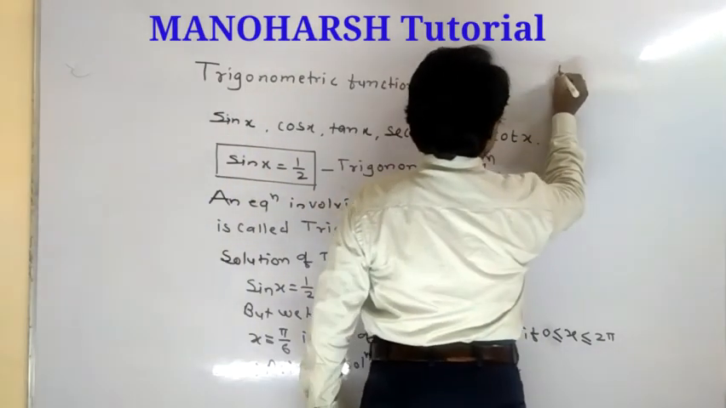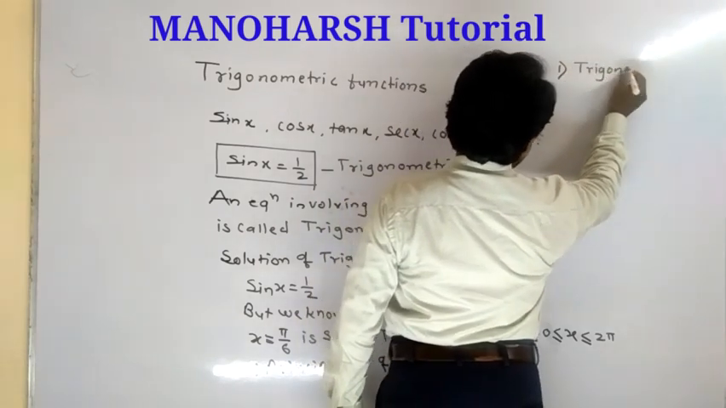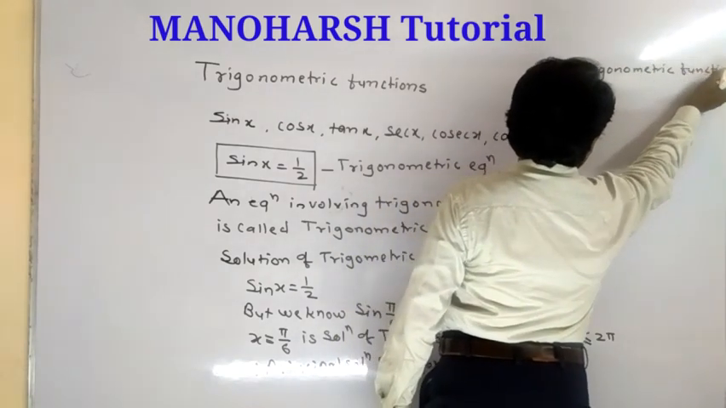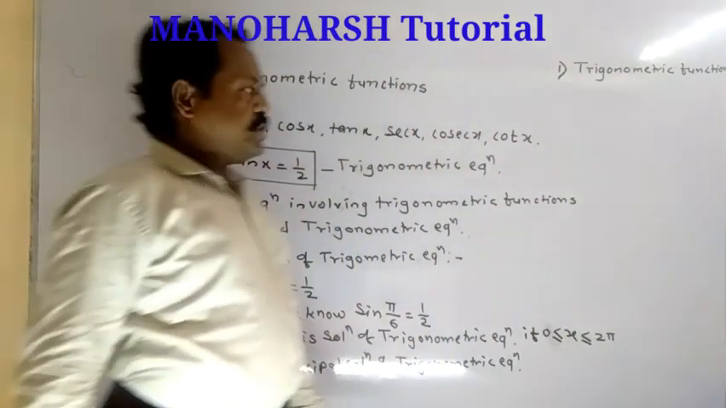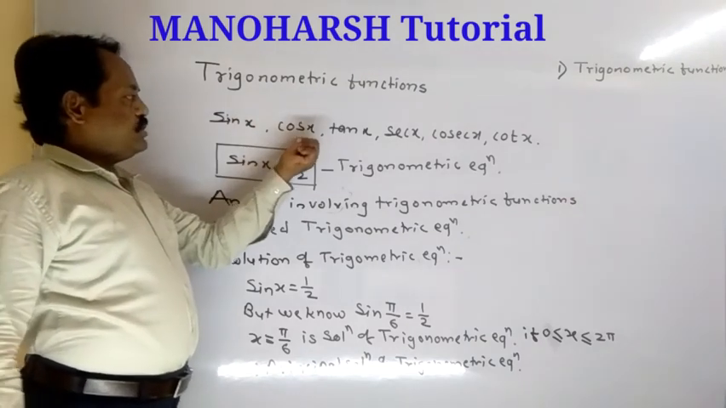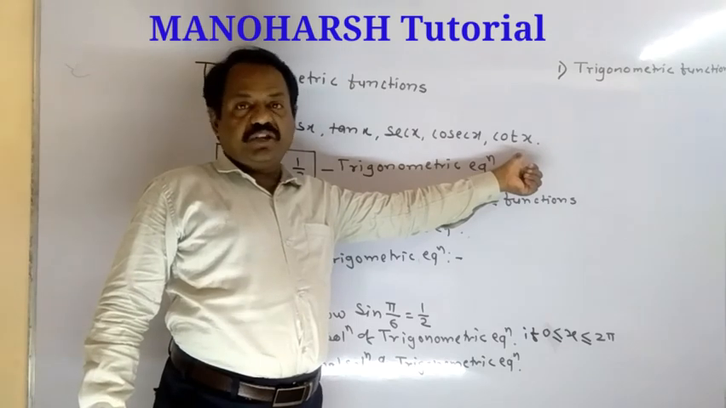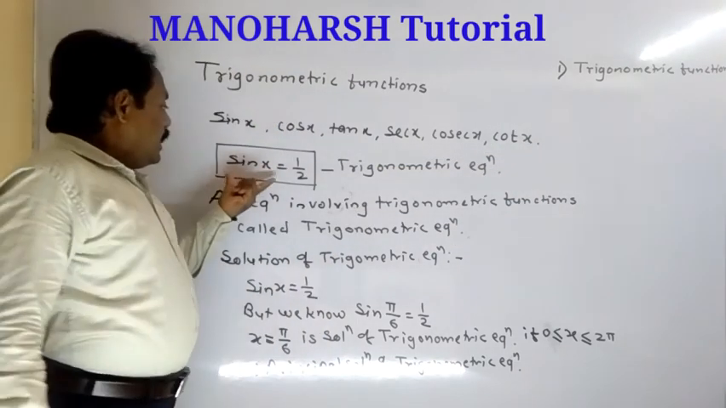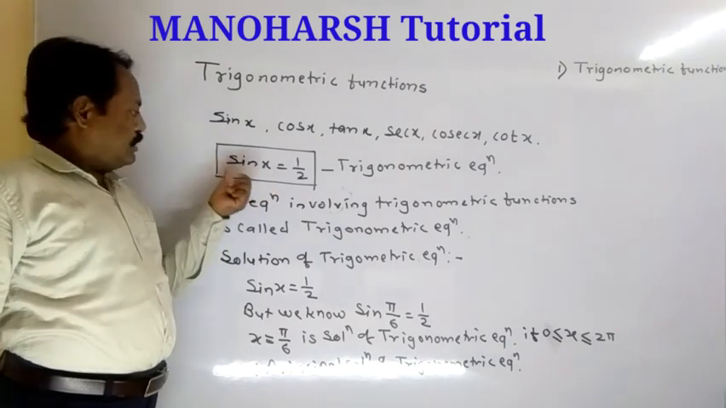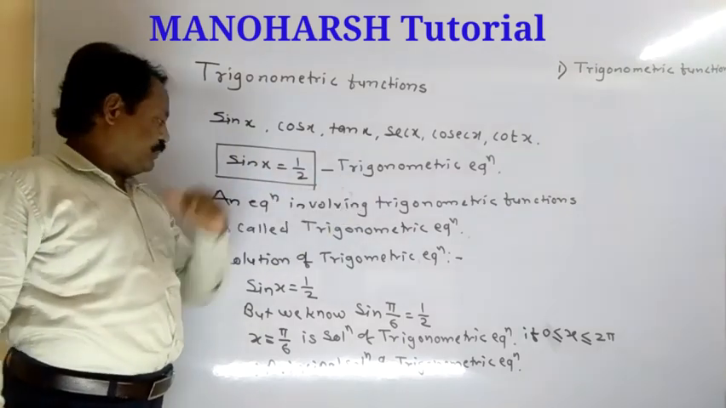So what we see? The first concept we see is trigonometric function. Now what is trigonometric function? Which are the trigonometric functions? sin x, cos x, tan x, sec x, cosec x, cot x are the trigonometric functions. Then equation involving trigonometric function is called the trigonometric equation. So sin x is equal to 1 by 2 becomes the trigonometric equation.